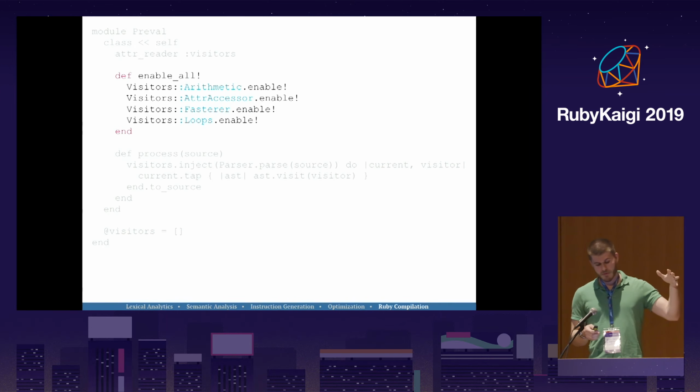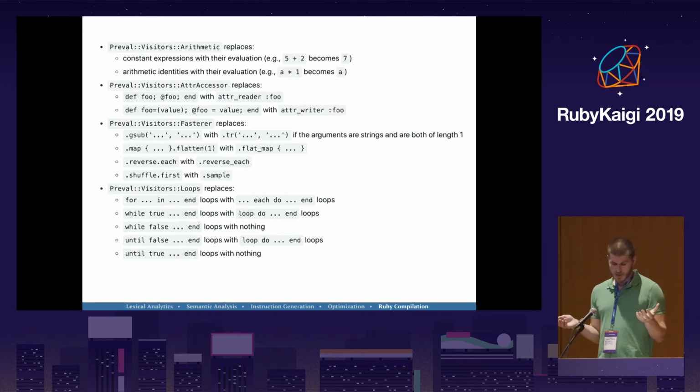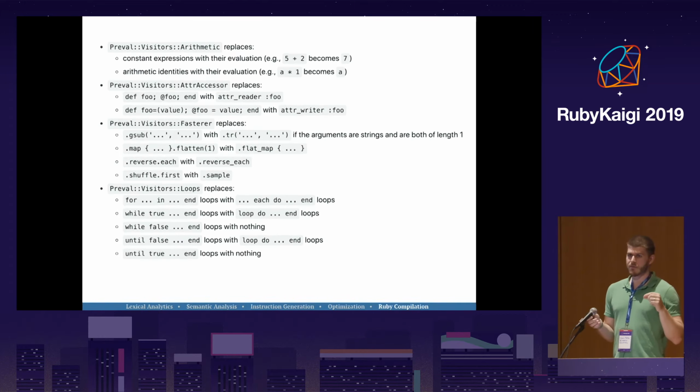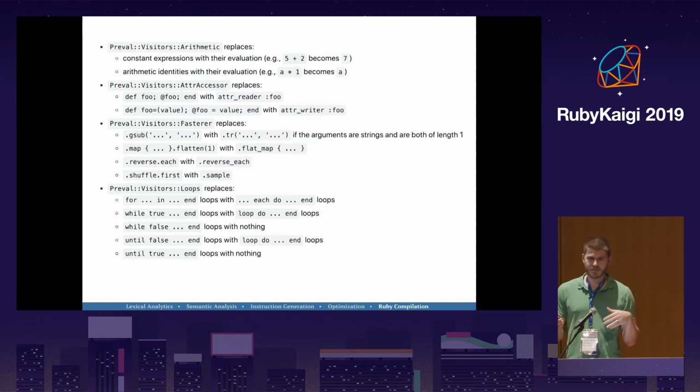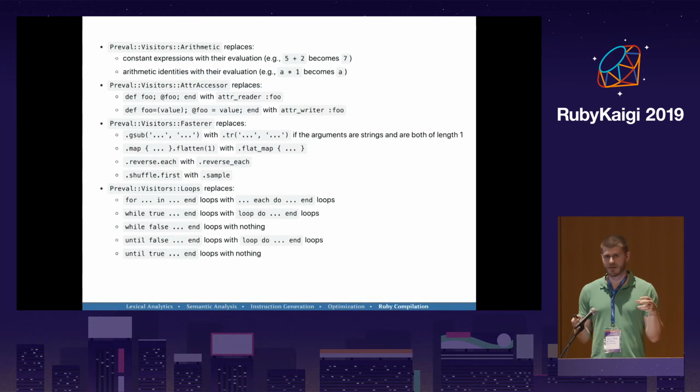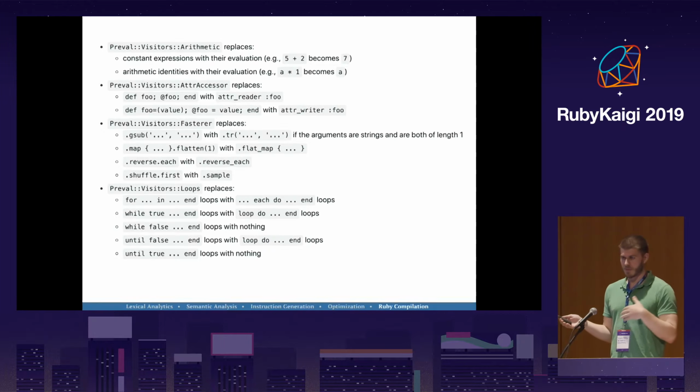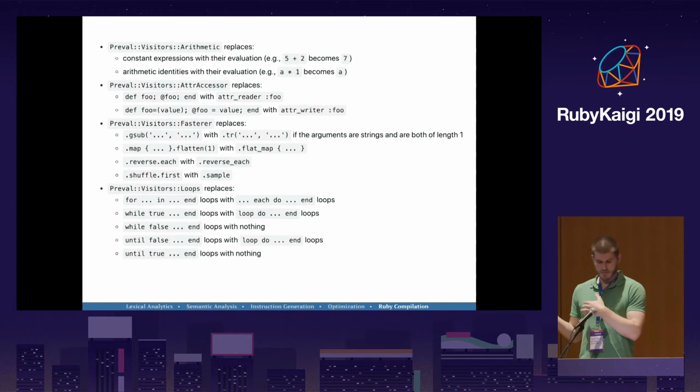And so arithmetic is going to evaluate each of the expressions, and it's going to get rid of mathematical identities like ×1 and +0. Exponentiation to 0 is always going to return 1 or -1. The attr accessors I already showed. Fasterer is a static analysis tool that will tell you about micro-optimizations that have been measured for your version of Ruby. The preval visitor called fasterer is much in the same vein and replaces a lot of those things. And finally, loops does the things that we talked about.